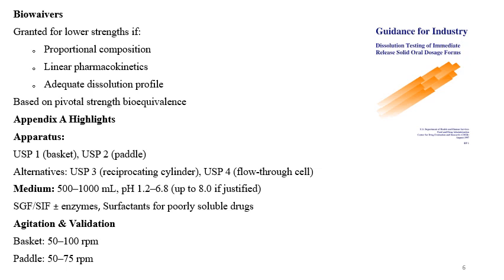Then come to the biowaiver. Biowaiver is granted for the lower strengths and also for BCS based IR formulations. The biowaivers are granted for the lower strengths if the proportional composition is there throughout the strengths, if the API shows linear pharmacokinetics, and you have to generate adequate dissolution profiles and provide the justification that all the strengths meet the dissolution similarity criteria and the pivotal strength has shown bioequivalence. So based on the pivotal strength bioequivalence, you can get the biowaiver for lower strengths.